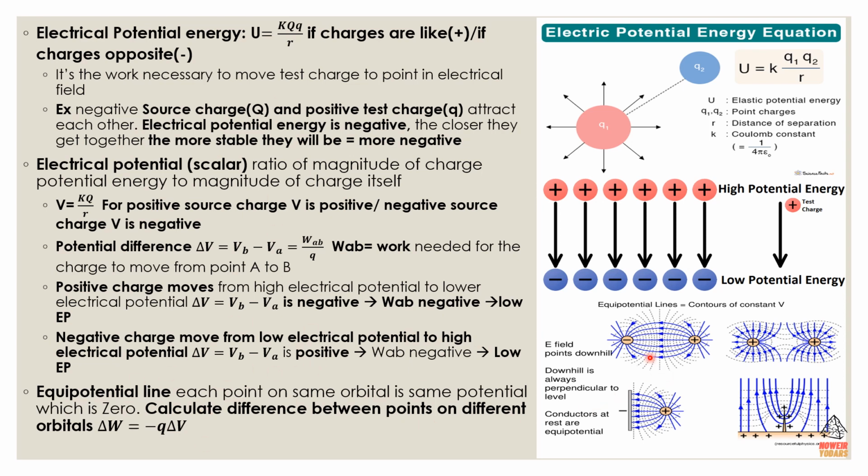Next we have equipotential lines, and these are lines on the same potential, which is 0. In order to calculate the difference between the points, delta W is equal to negative charge times delta V, and delta V is basically VB minus VA. So it's negative Q times VB minus VA.